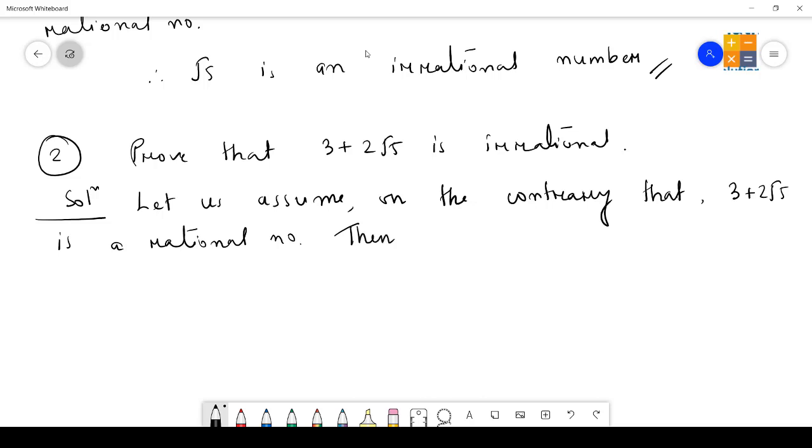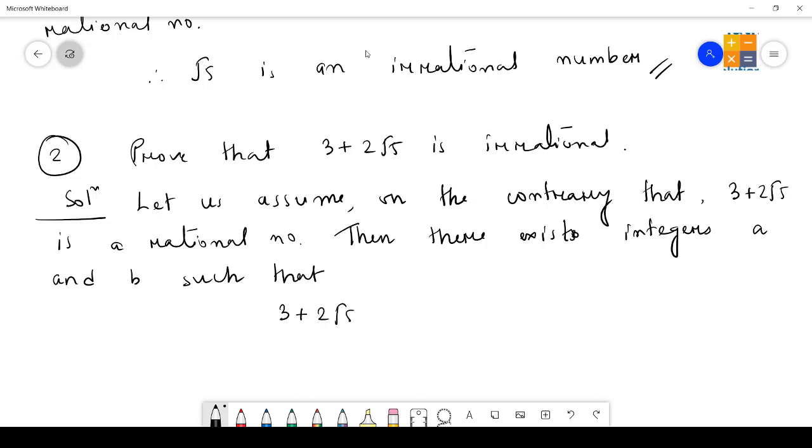Then there exist integers A and B such that, how can we write it? By definition of rational numbers, we can write 3 plus 2 root 5 is equal to A by B, comma, B is not equal to 0. This is in accordance with definition of rational numbers, comma, A and B are co-primes. This is the first and foremost condition to be fulfilled.